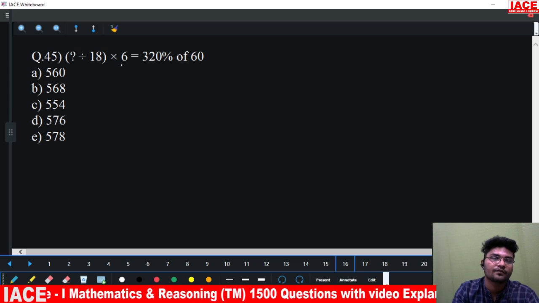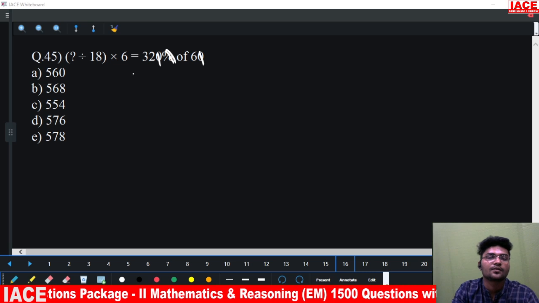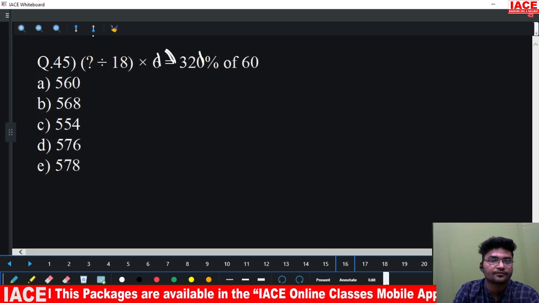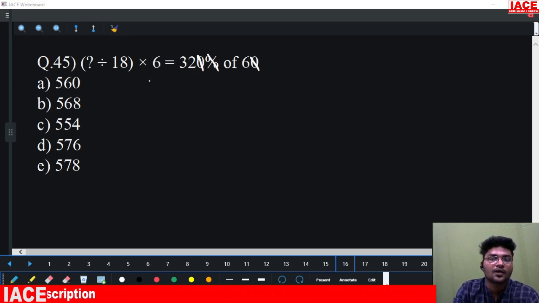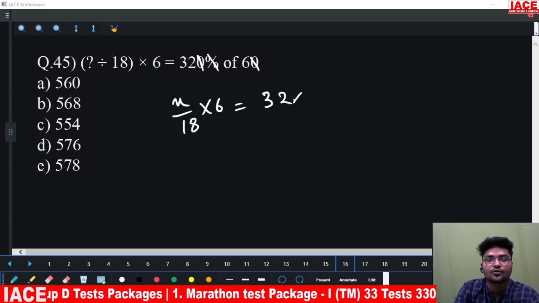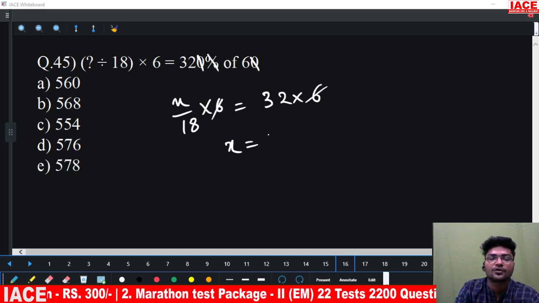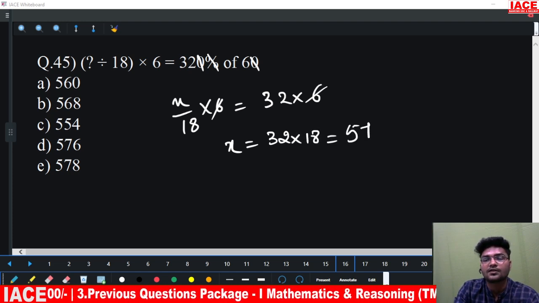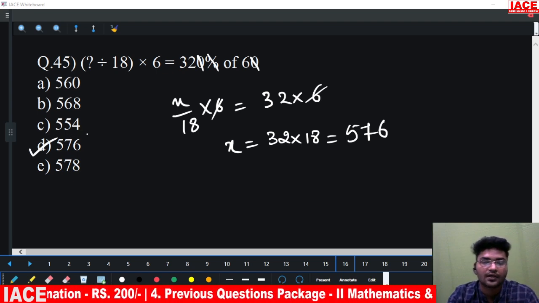Next, question number 45. Percentage will cancel out two zeros. So 0, 0 gets cancelled. So x by 18 into 6 is equal to 32 into 6. 6 gets cancelled out. X is equal to 32 into 18. 32 into 18 is 576. Correct answer is option D.